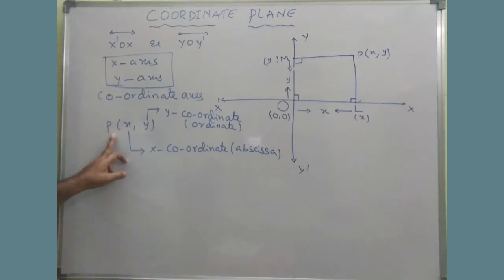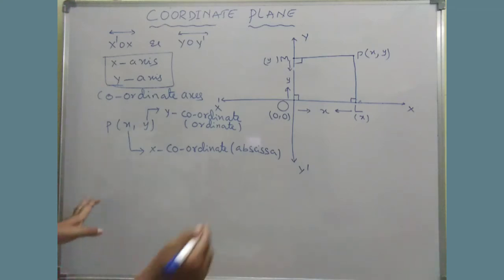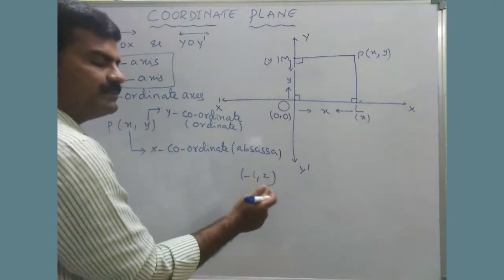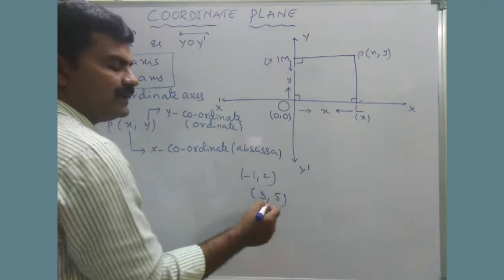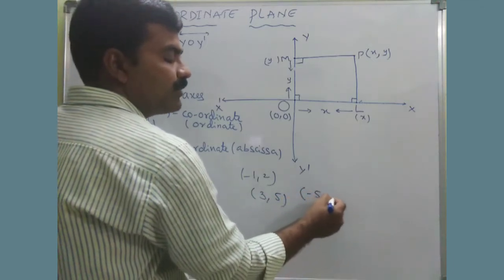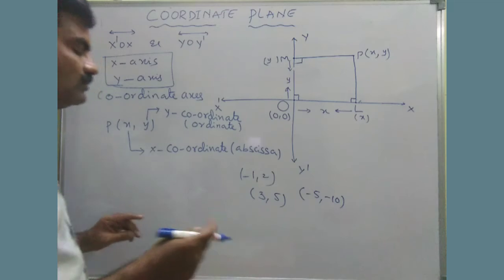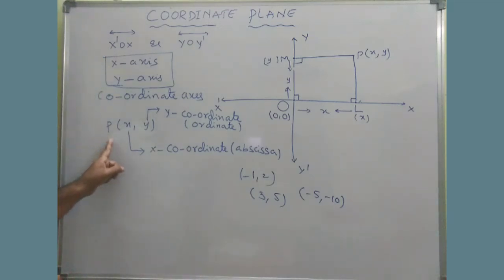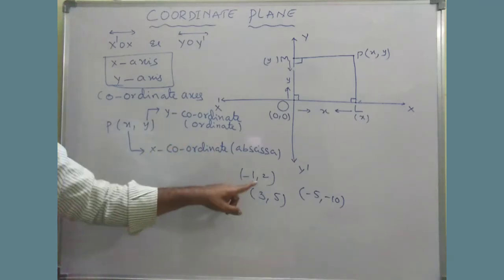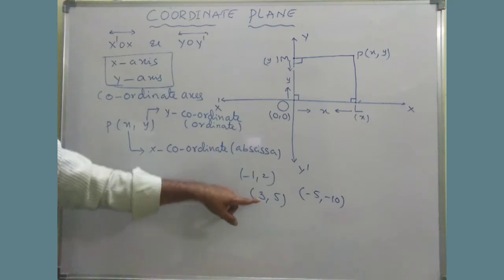Every point in the plane can be represented as an ordered pair of x coordinate and y coordinate. Similarly, every ordered pair represents a point in the plane. See, suppose (-1, 2) is an ordered pair, maybe (3, 5), and maybe (-5, -10). So, listen children, every point can be represented as an ordered pair. In the same way, every ordered pair represents a point in the plane.